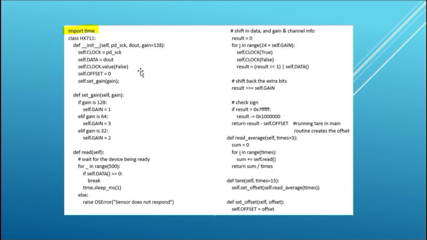Now that we've gone through the main program, let's take a look at the library that's called by the main program. The first thing that the library does is it imports time modules so that we have time delays within the software. This block of code is called a constructor for the HX711 class, and it takes three arguments, PD_SCK, DOUT, and gain. It sets up the pins and the gain and initializes the offset to zero.